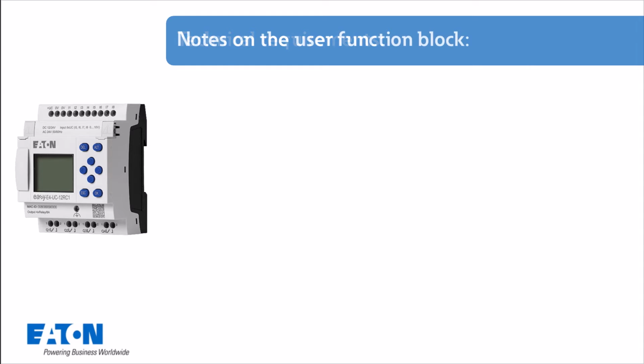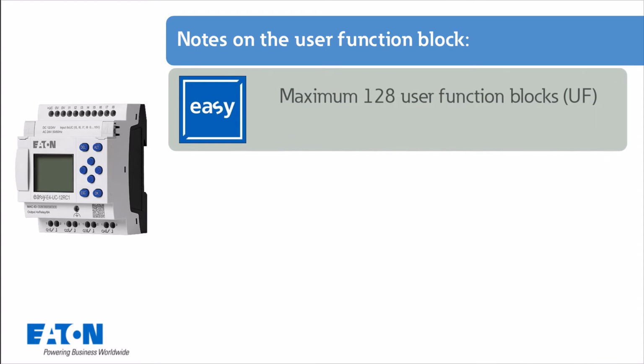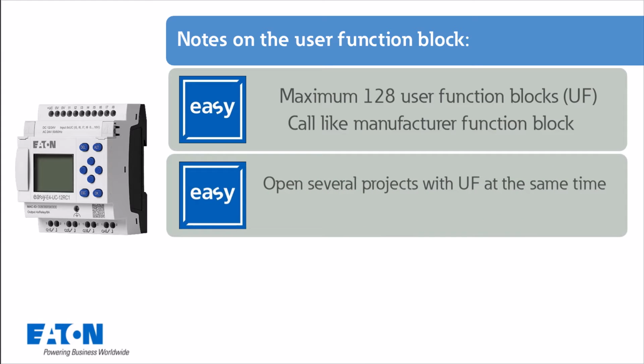Some notes. easySoft 8 offers the option of creating 128 individual user function blocks and to use them again and again in projects. They are called up in the main program in the same way as manufacturer blocks. Since easySoft version 8, several projects with user function blocks can be opened at the same time.